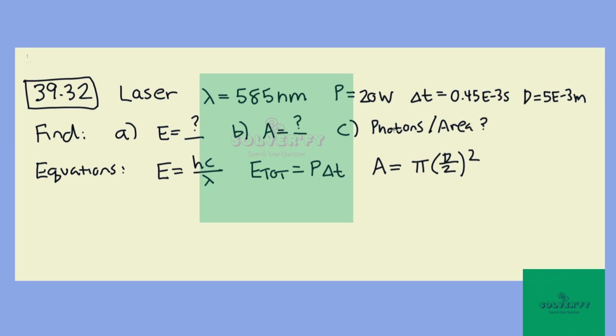emitted. So the only equations we'll need are the energy of a photon, hc over lambda. We need to know that the total energy of a pulse is power times duration, time, and of course the area, assuming that the cross-sectional area of our beam is a circle, we have pi times d over 2, squared. Okay, so let's jump into it.